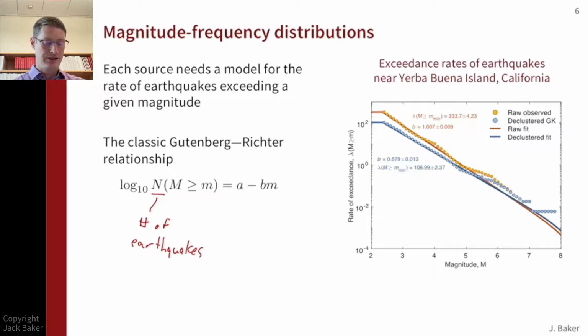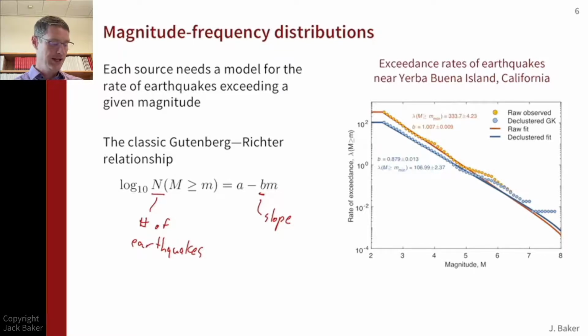So that number of earthquakes in log 10 scale can be described by a minus bm, where a is our intercept, which indicates the overall activity rate, and b is the slope term from the plot on the right, which indicates the relative frequency of large magnitude events versus small magnitude events. So as I go up in magnitude, how fast does the number of events drop? The b is that slope.